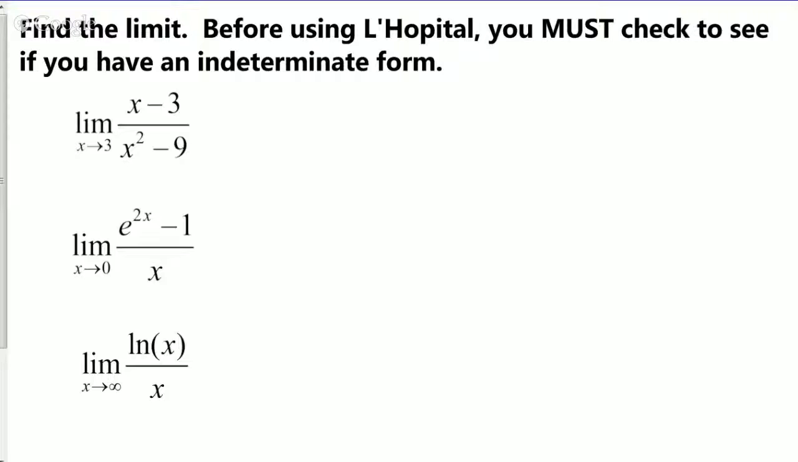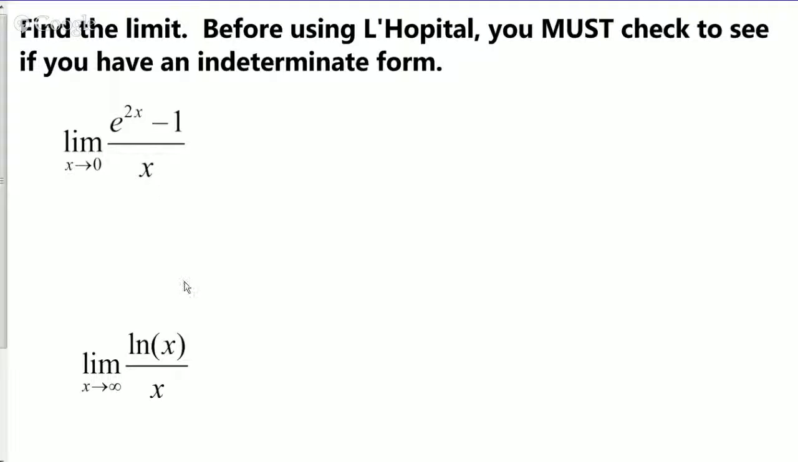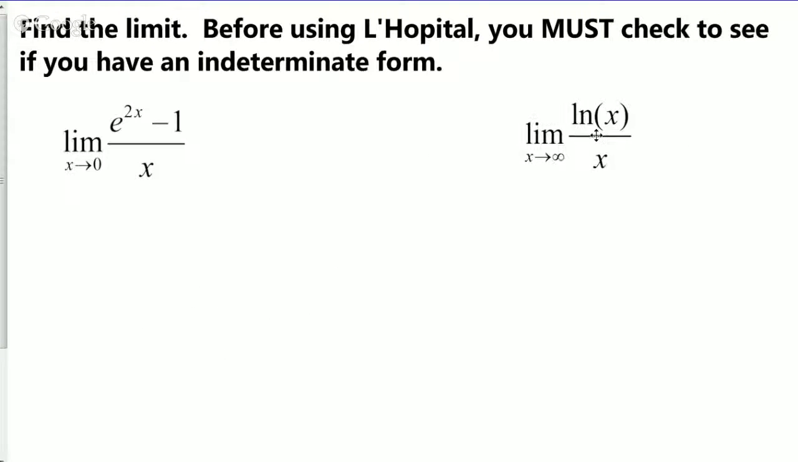All right, let's find some of these limits. We did the first one together already, right? So we noted that we did start with 0 over 0 when we plugged in 3 for x. So when you take the derivative of the numerator with respect to x, you get 1. Take the derivative of the denominator, you get 2x, and then you can plug in 3 for x and get 1/6.